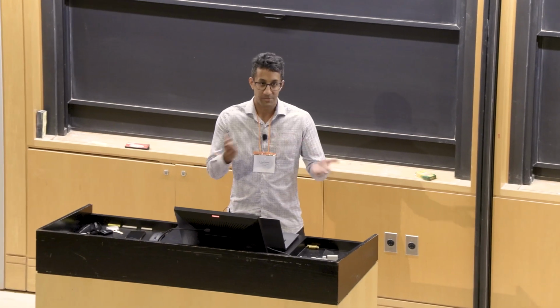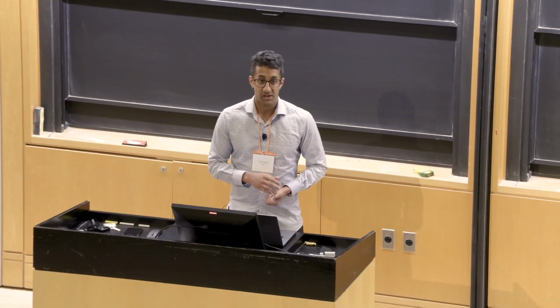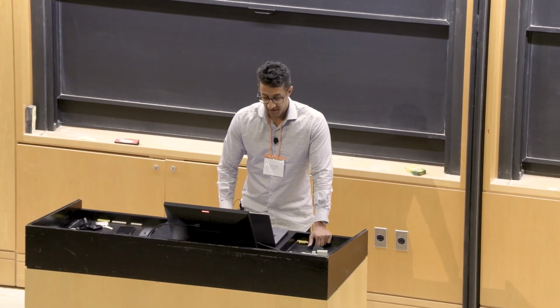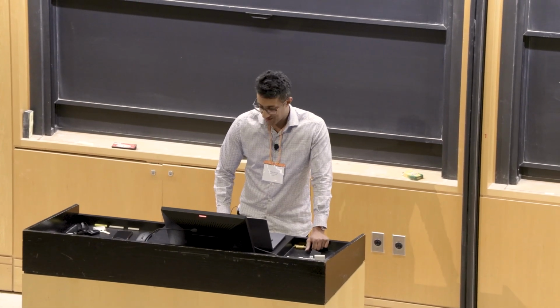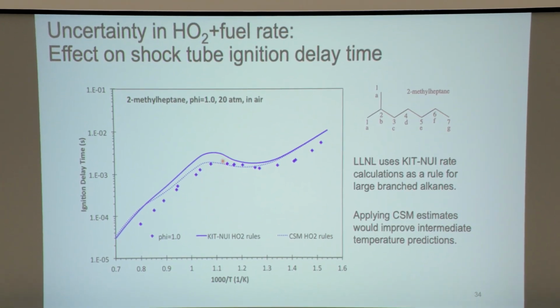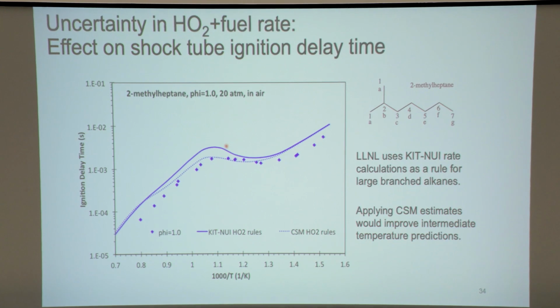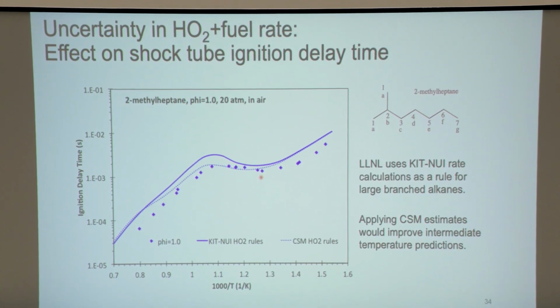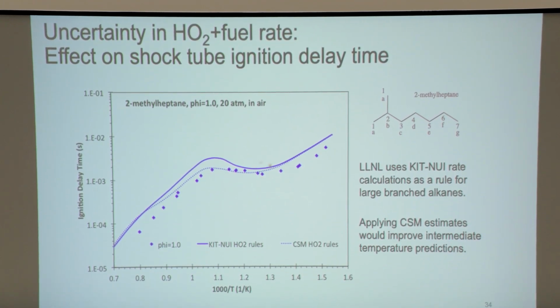And the range is about anywhere from 2 to 5 times difference in the rate constant that comes at the end. So that's the situation we're in. Yeah, we don't have good rates. This plot just shows, if you change these rates by a factor of 2, it has a pretty big effect on the ignition time in the region where it matters.